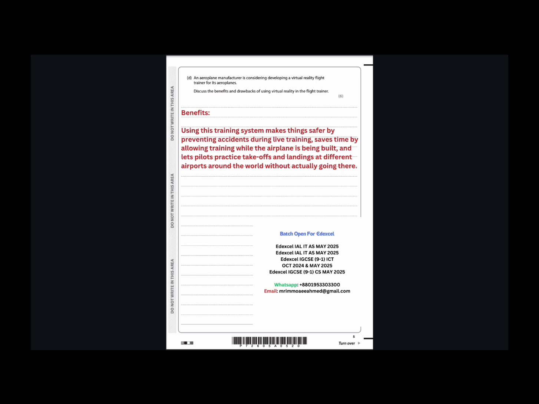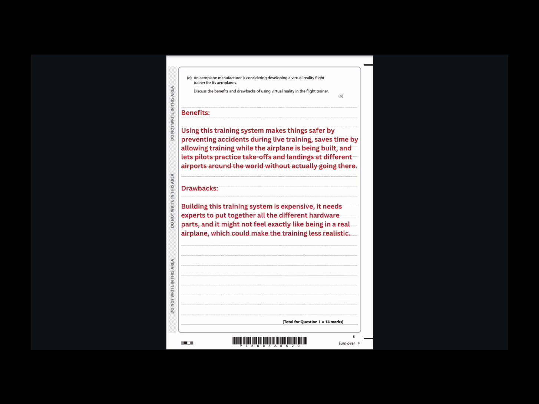So the answer for the advantage or benefit is that using this training system makes things safer by preventing accidents during live training. It obviously prevents accidents, because during live training there are a lot of chances that accidents can occur, right? It saves time by allowing training while the airplane is being built, and lets pilots practice takeoff and landing at different airports around the world without actually going there. So that is saving time and there is less chance of any type of accident occurring.